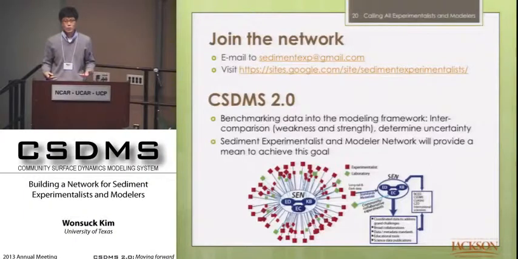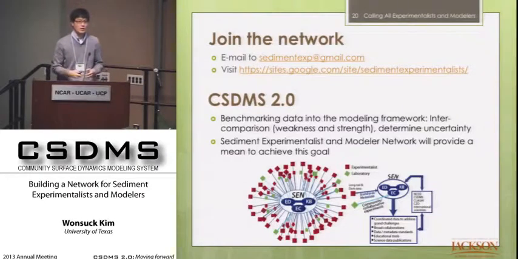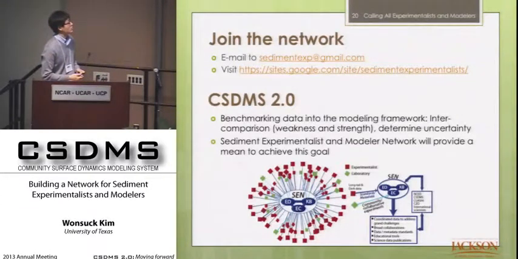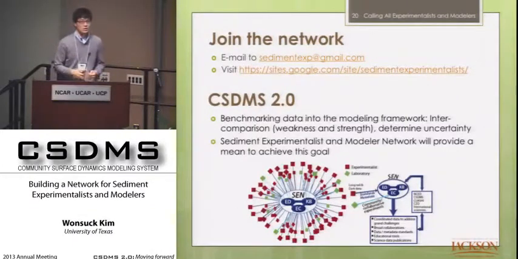Natural data would be one option, but the resolution and range of the data would be limited. But experimental data would be a good alternative. Maybe the data we can provide from the experimental community could make a good uncertainty measure for the models. The Sediment Experimentalists and Modelers Network will provide a means to achieve the CSDMS goal together. Okay, thank you very much for your listening.